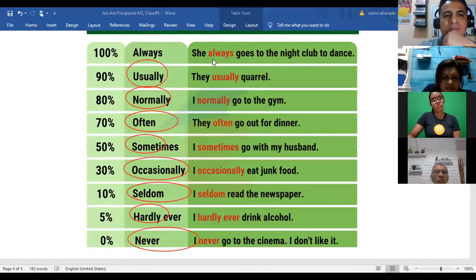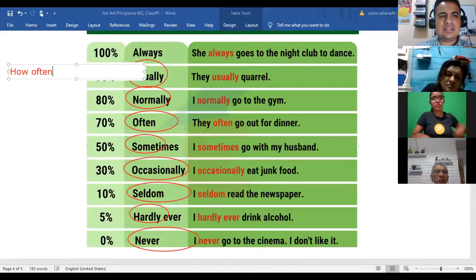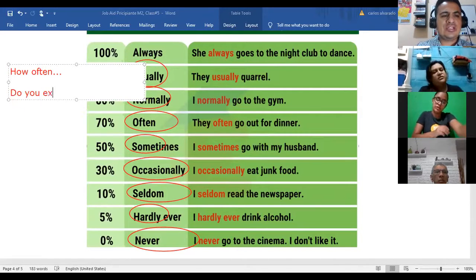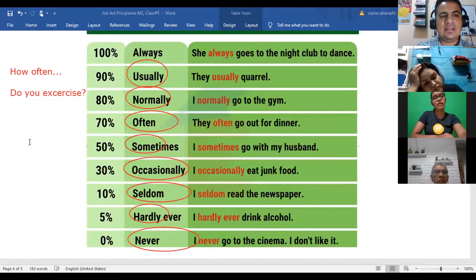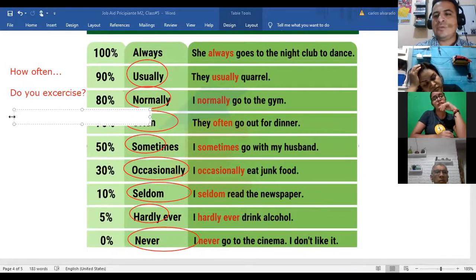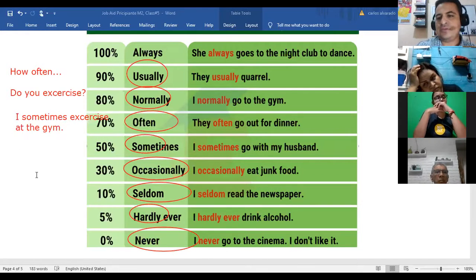Right? For example, it's very often when you talk about some daily activities. How often? No sé si han escuchado esa frase antes. How often do you exercise? Okay, quiere decir con qué frecuencia, right? So here, tengo que responder con frecuencia, right? I sometimes exercise at the gym, okay? Algunas veces voy al gimnasio, right? Sometimes exercise at the gym, okay?